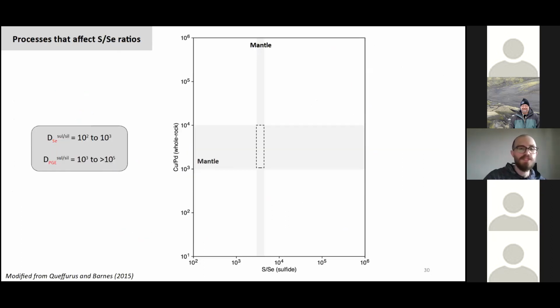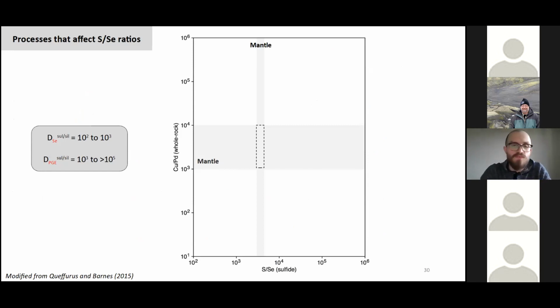So because the PGE content of sulfides was modified by the exsolution of platinum group minerals, we can't really use PGE concentrations as a way to infer magmatic processes. And so we need a proxy for the PGE. And in this case, we're going to be using sulfur selenium ratios. So here we have a binary diagram with sulfur selenium ratios on the x-axis and copper palladium on the y-axis with the range of mantle values overlain.